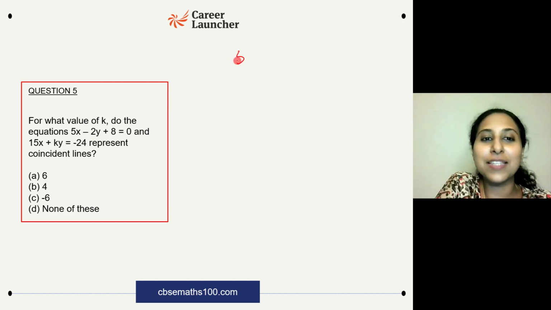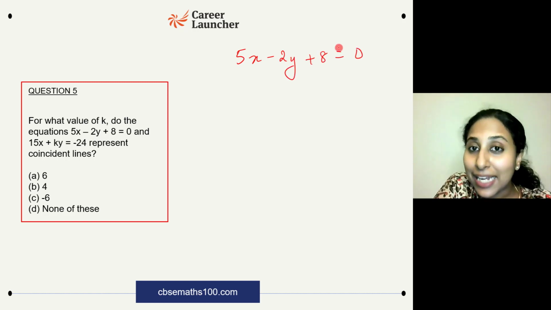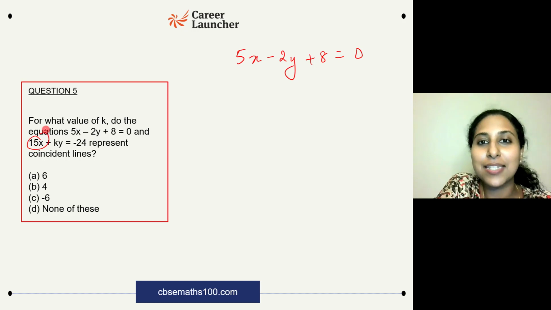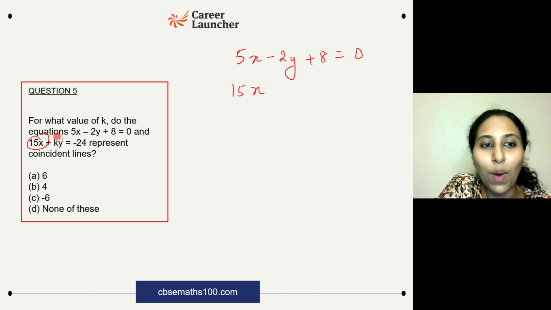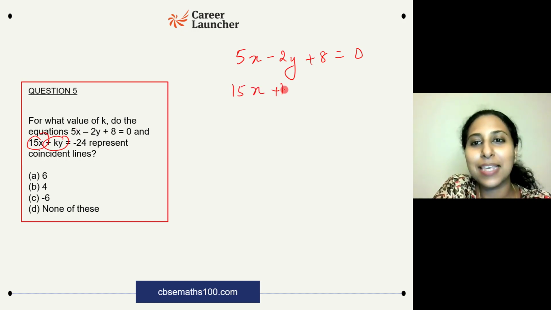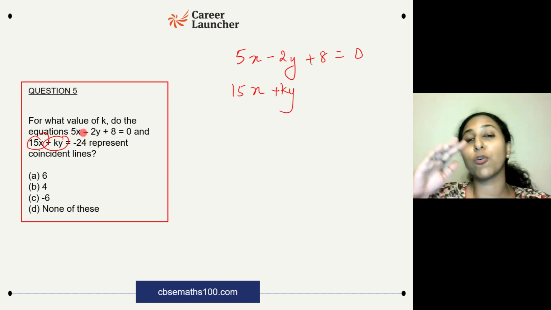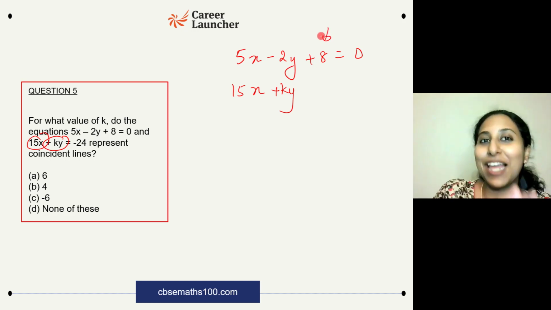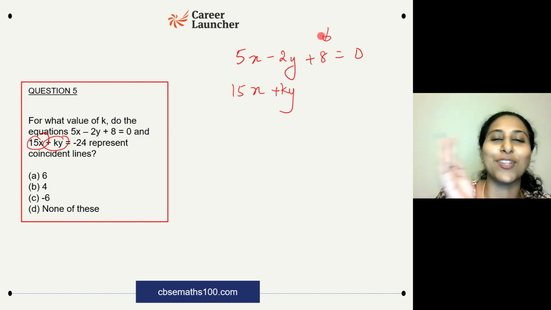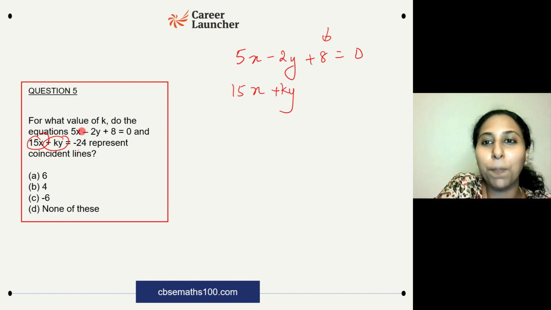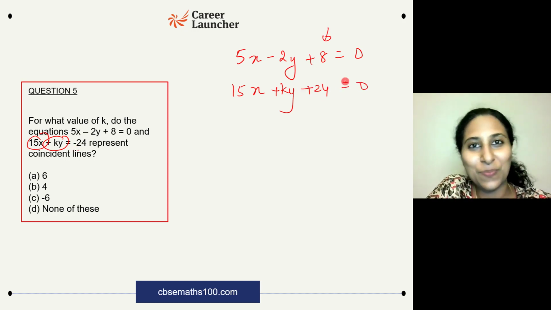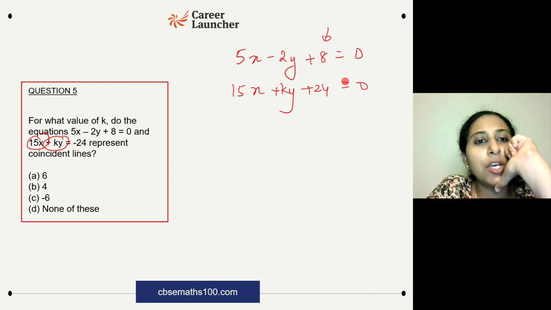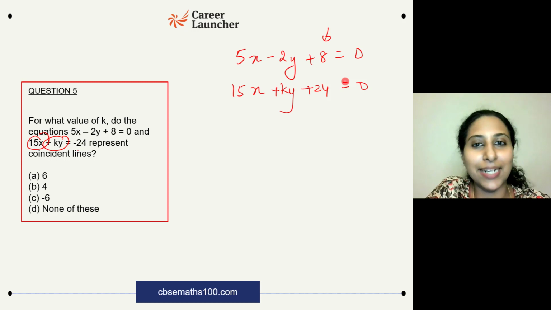Okay, and the constant should be on the same side of the equation. If I am writing the first equation as 5x minus 2y plus 8 equals 0, the second equation should have the x term first, 15x, the y term second, which is plus ky. Here, minus 24 is on the right side, but in the first equation the constant is on the left side. So make sure it is on the same side here also. You will change this to plus 24 is equal to 0. Once you have this, you need to identify for what value of k this has coincident lines.